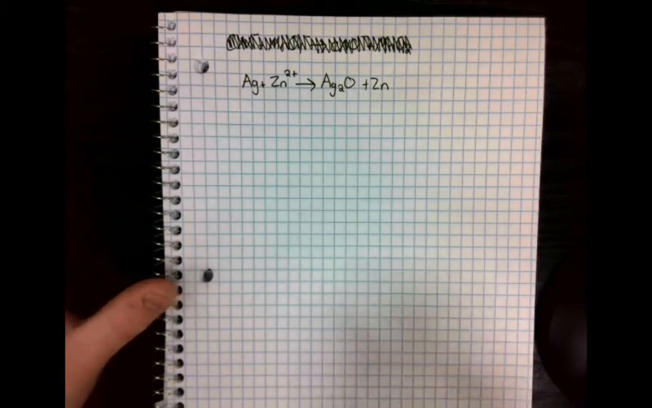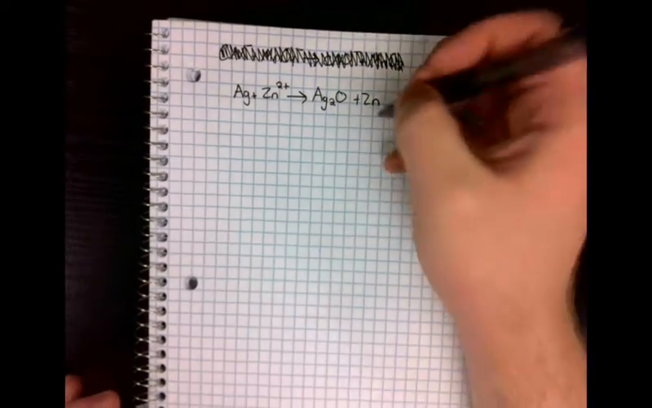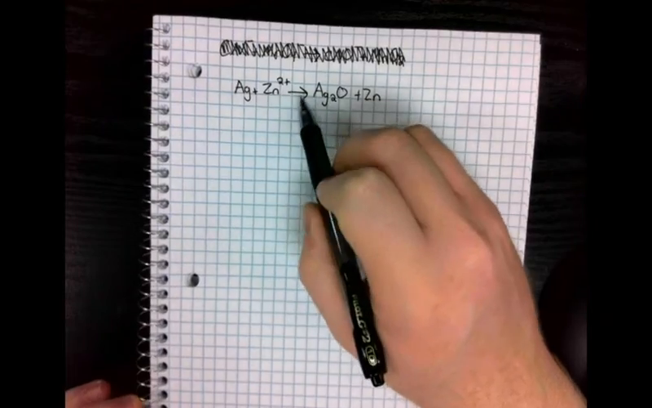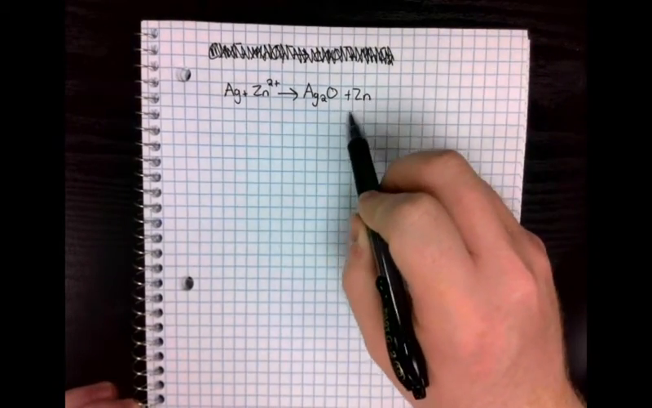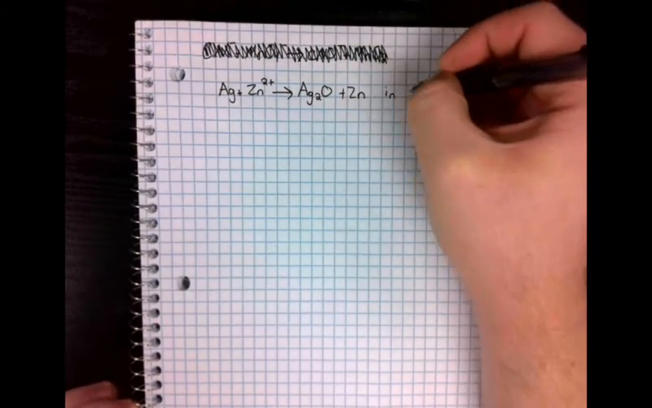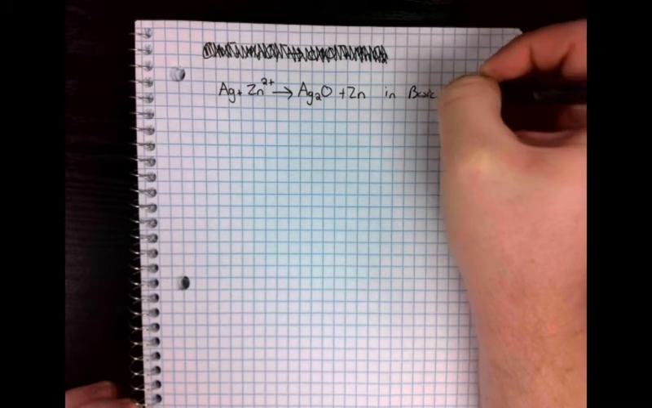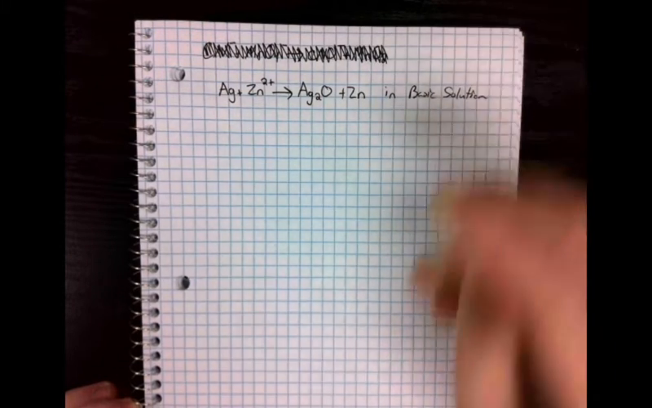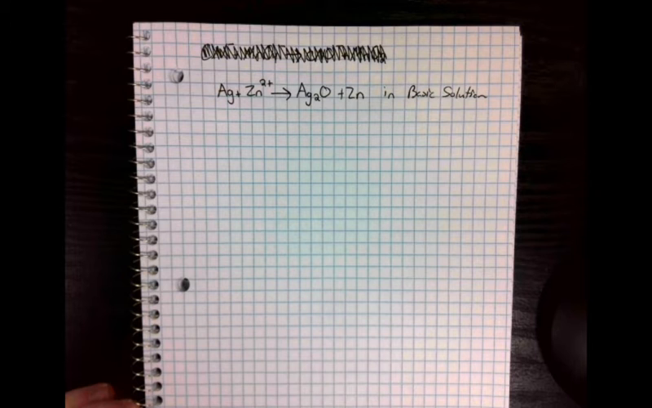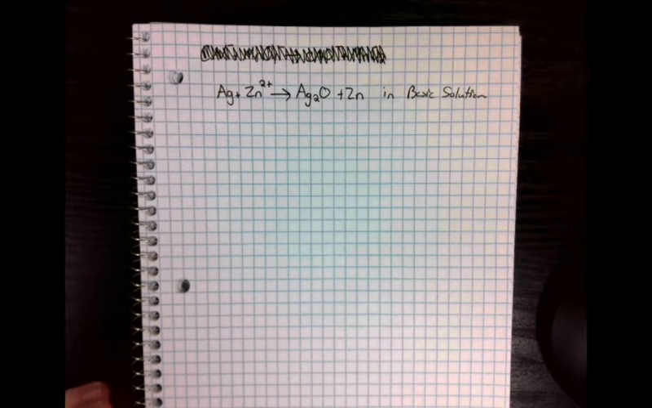Anyway, what we have here is an example: Ag plus Zn2+ gives Ag2O plus Zn, and this is in a basic solution. So we're going to follow our step-by-step procedures.